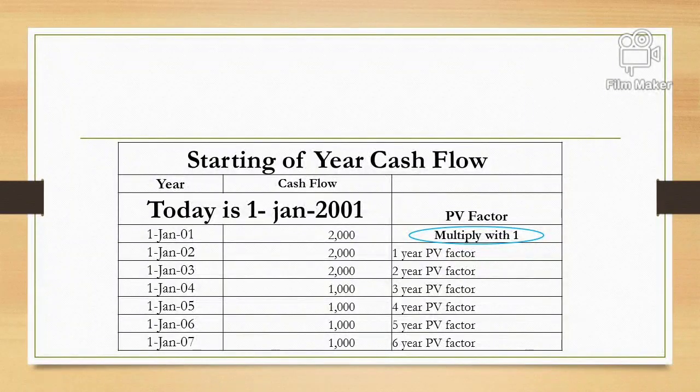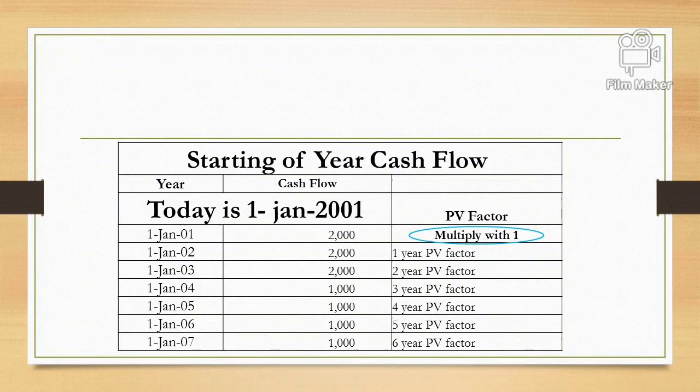And that is why the second 2000 rupees which we are receiving, we will multiply with 1 year factor, because it is 1 year away. On 1st January 2003, again company will pay us 2000 rupees, and it is 2 years away from the present term. So we will multiply with 2 year factor. From 2004 till 2007, company will be paying 1000 rupees each year, and we will multiply with third year factor, fourth year factor, and so on, because we are 3 years away, then 4 years away.